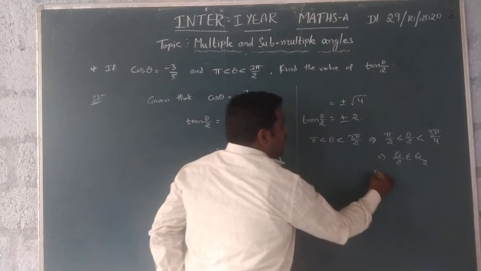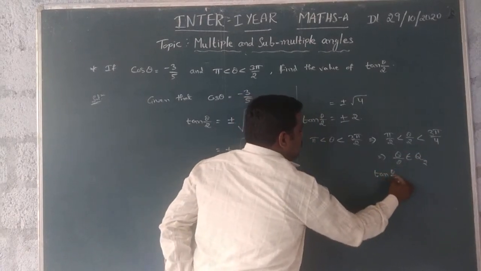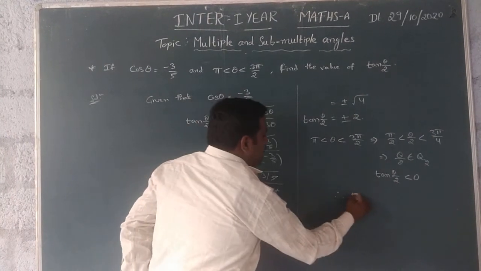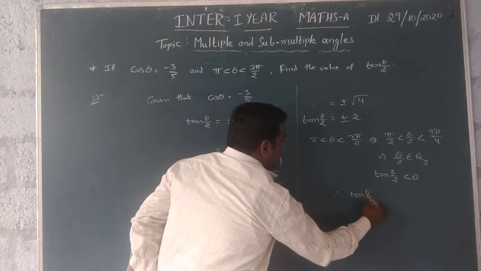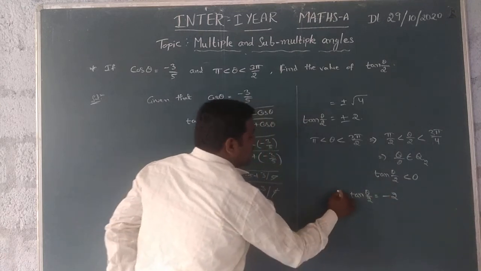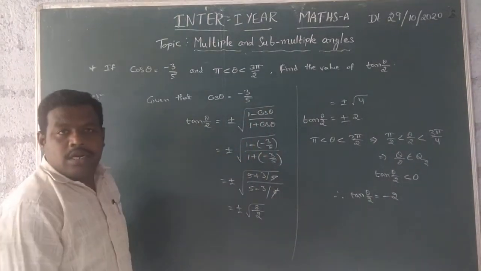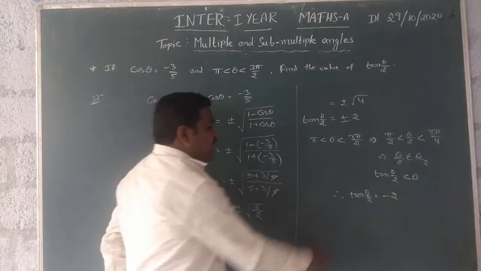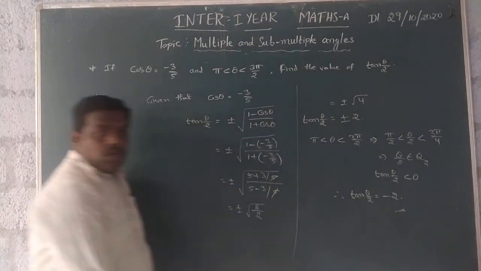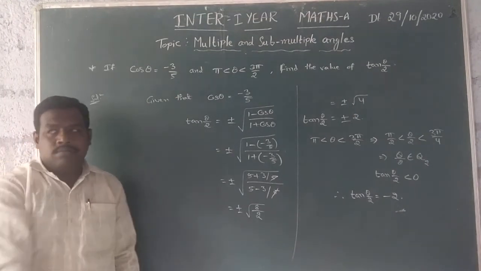In the second quadrant, tan is negative. So tan theta by 2 is less than 0. Therefore, for tan theta by 2 we consider the negative value, that is minus 2. So tan theta by 2 value is minus 2. Okay, understand? Everyone note that one?